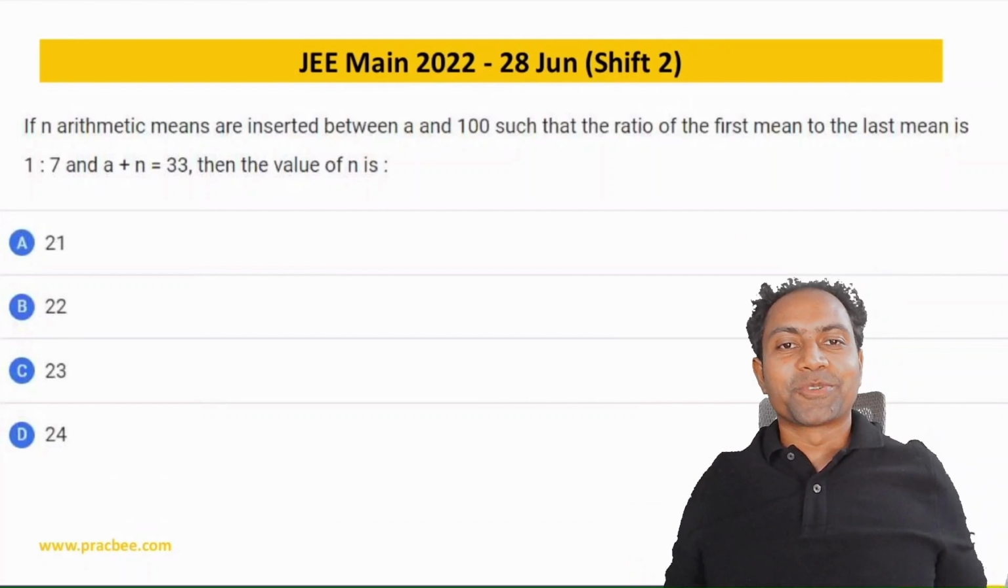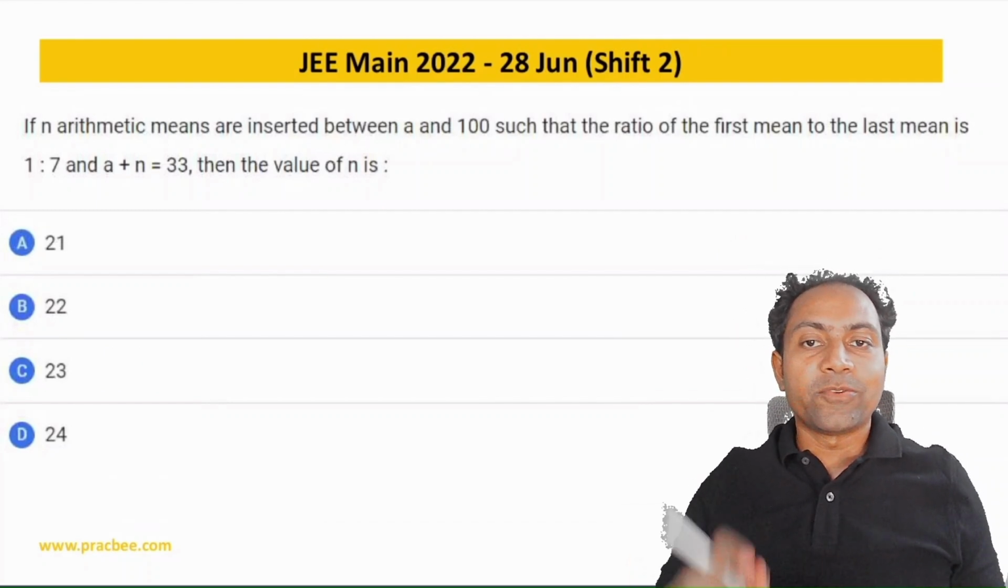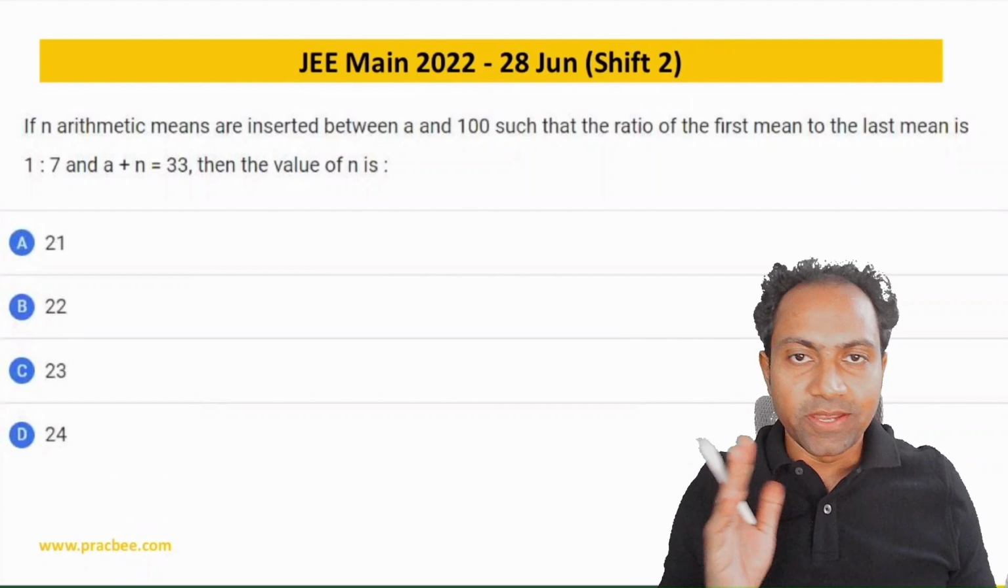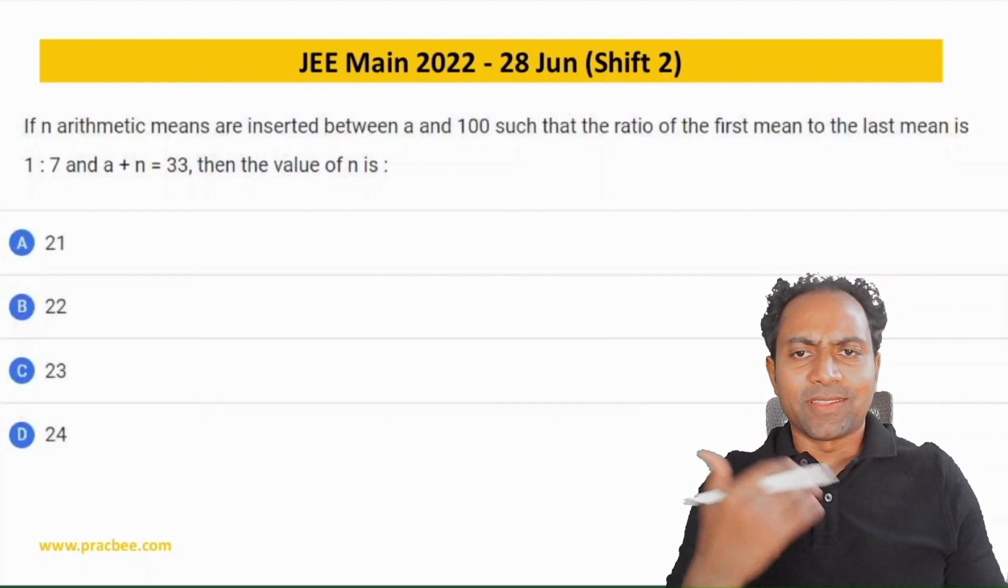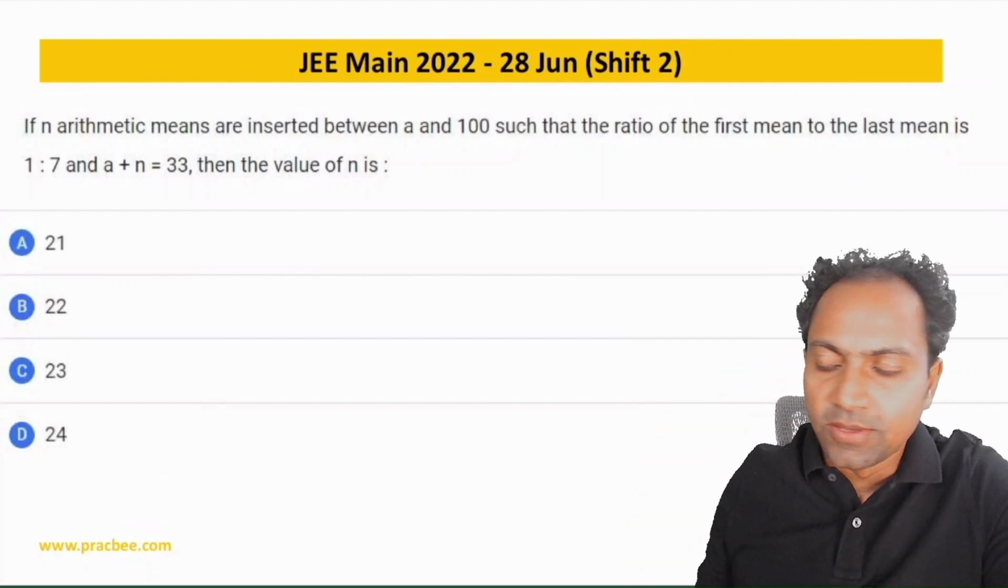Let us go into the next question. In this question, again, we have to insert n arithmetic means between a and 100, such that the ratio of the first and the last mean is 1:7, and another condition between a and n is given. So let us write it down.